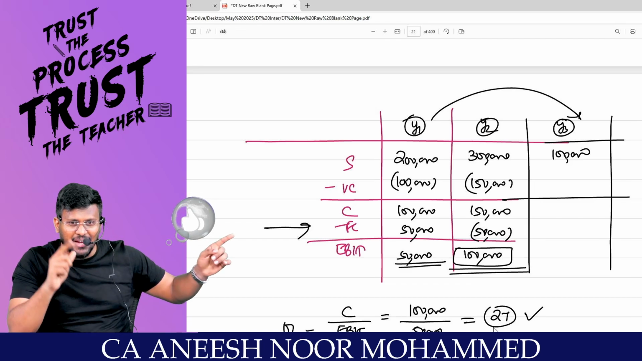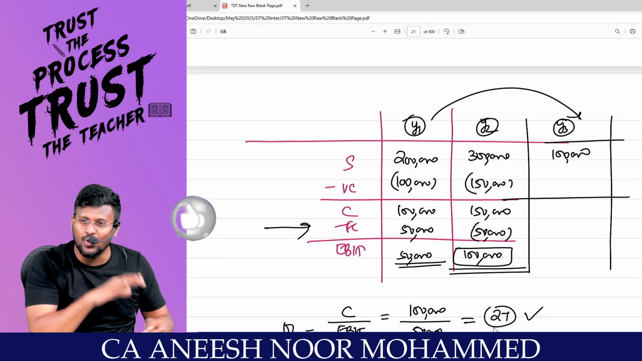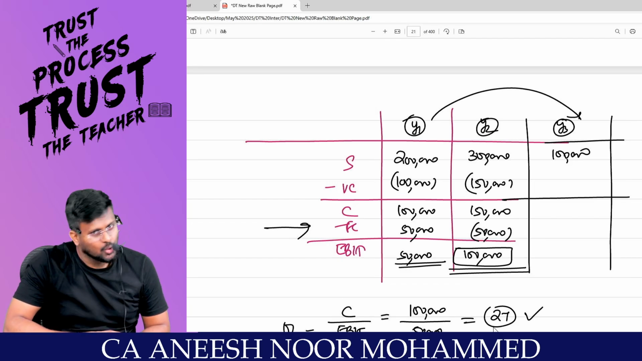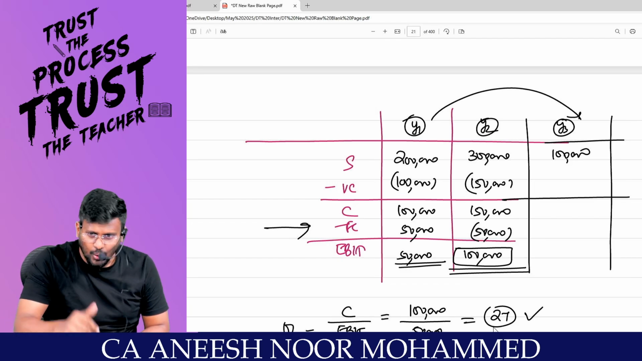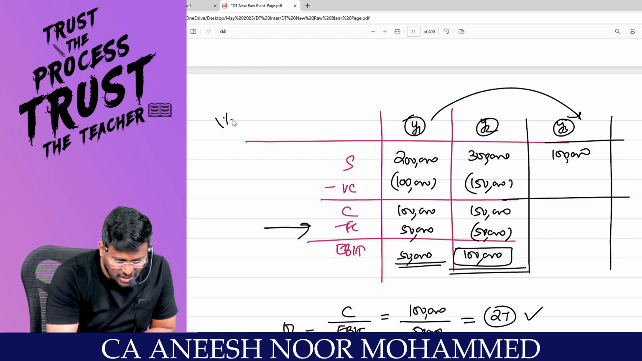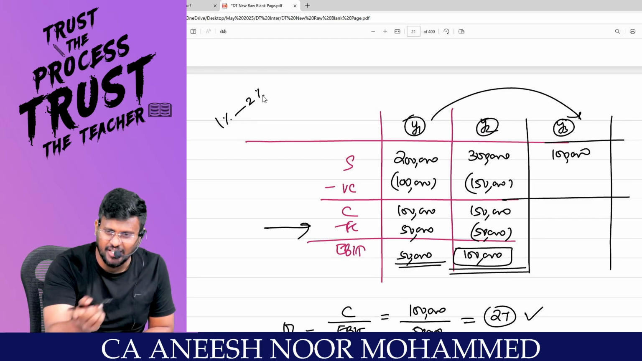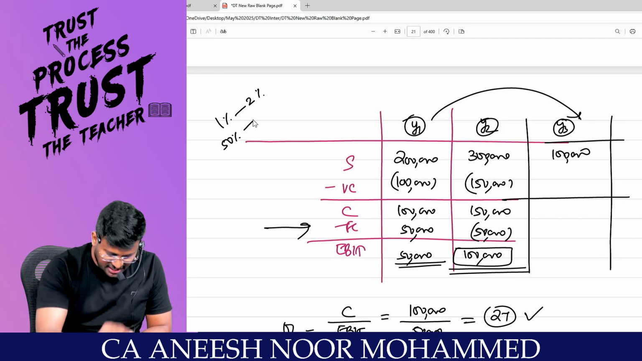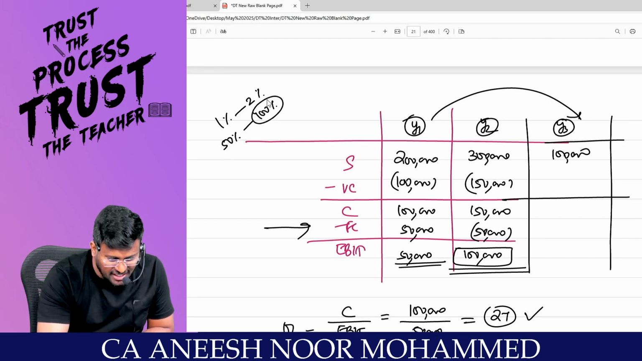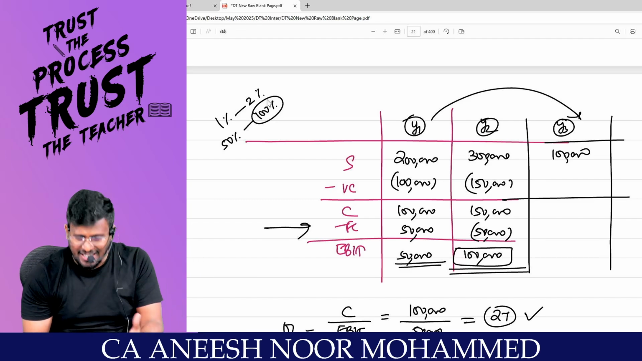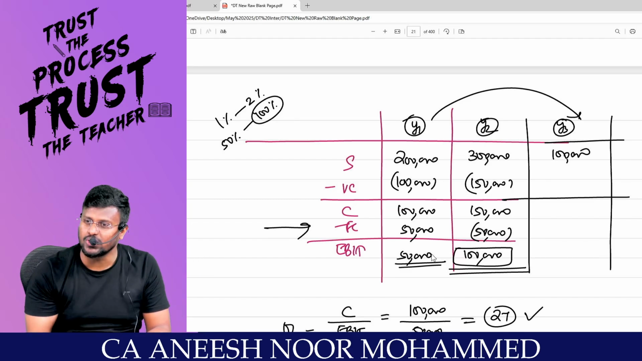New sales minus old sales divided by old sales, into 100. What is the new sale? 1 lakh. Old sale, 2 lakhs. So 50% change. So if 1% change in sales will lead to 2% change in EBIT, then 50% change in sales will lead to 100% change in EBIT. Right, sir? So what is the 100% of 50,000?